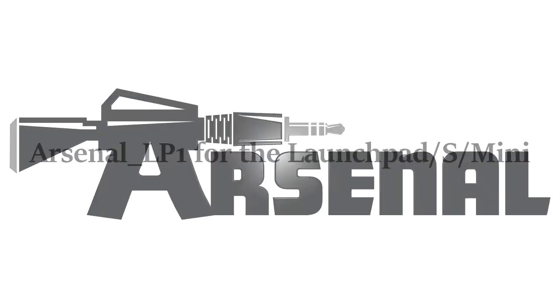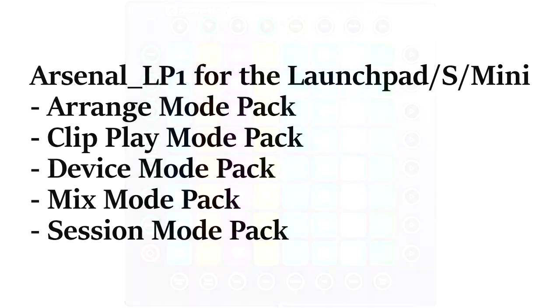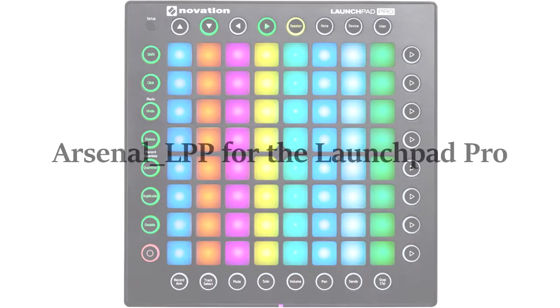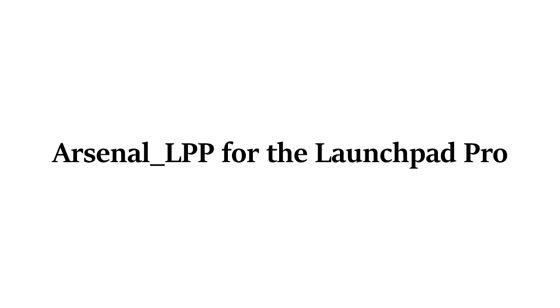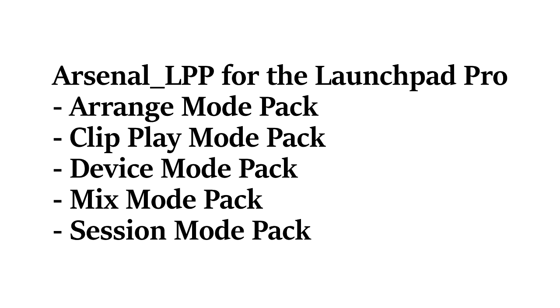For example, let's say you buy Arsenal LP1 for the Launchpad and buy a bunch of modes for use with it. And then later on, you upgrade to the Launchpad Pro. In that case, all you have to do is purchase the Arsenal-powered control surface script for the Launchpad Pro. All those modes that you bought for use with the Launchpad will then work with the Launchpad Pro.